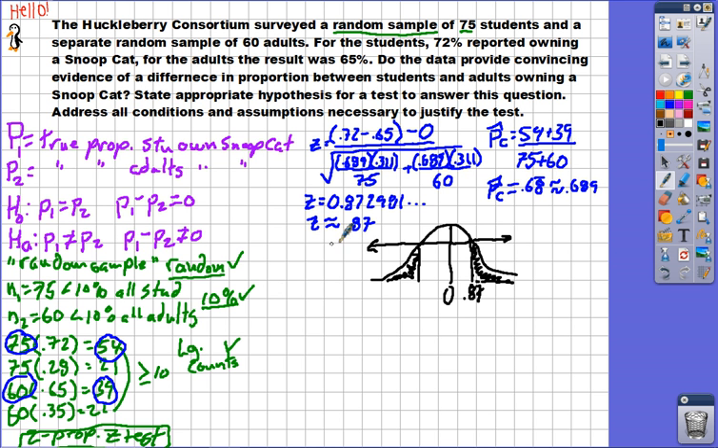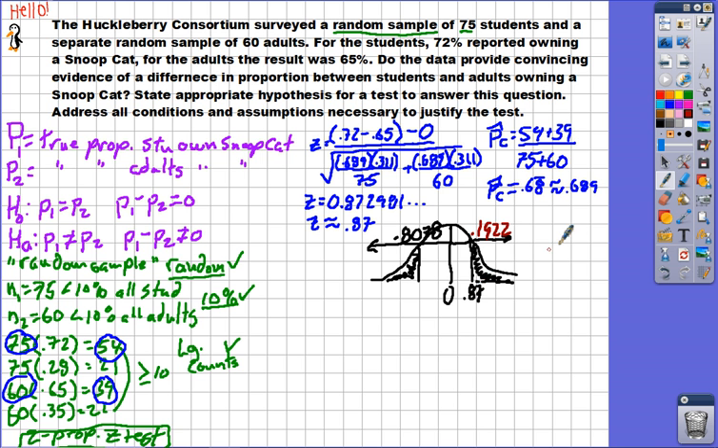So when we go look up 0.8 and then over to the column of 0.07 in our table, we end up finding a value of 0.8078, which means going this direction is the complement, 0.1922. So that's our probability here.